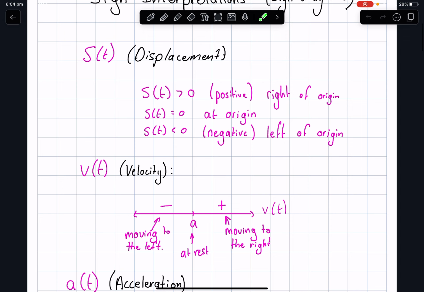For my velocity, when I find my sign diagram, this a value is when my velocity equals 0. So that means it's at rest. If it's negative, it's moving to the left. And if it's positive, it's moving to the right.